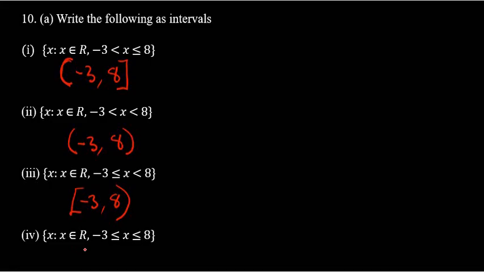Then the last one, if you check on the last one, it says x is such that x is a member of the real numbers. -3 is less than or equal to x, and x is less than or equal to 8. So what you mean here is -3 included and 8 included. So if I want to display this on the number line, it will be -3 and 8. This side it will be open like that, and this side it will be closed.